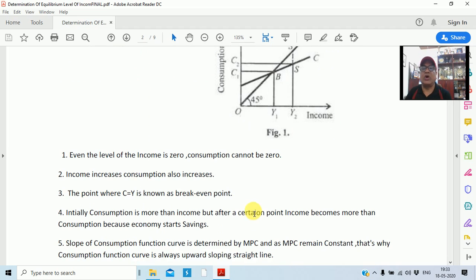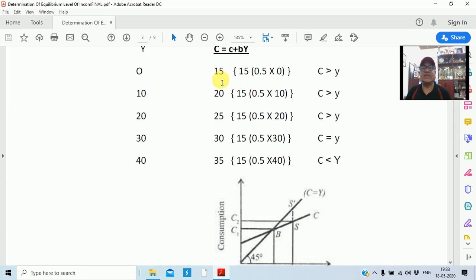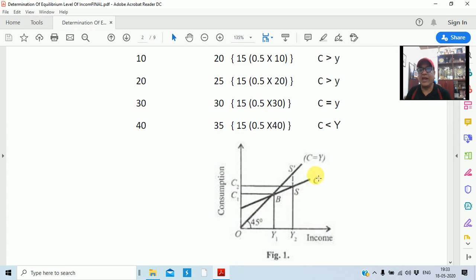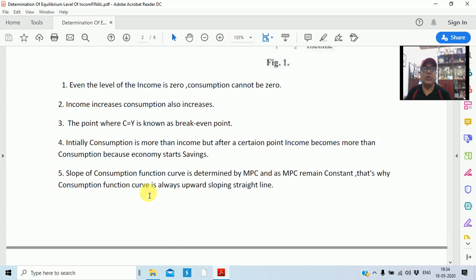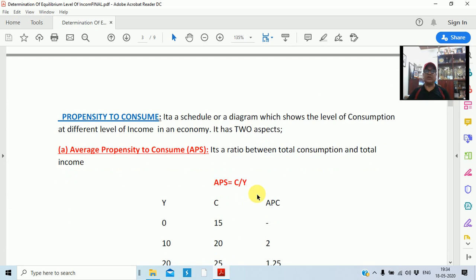Because MPC is constant, your consumption function is an upward sloping straight line. In the board exam, if you get the question why consumption function is an upward sloping straight line, it is upward sloping because when income increases, consumption also increases. It's a straight line because MPC remains constant. So who determines the slope of the consumption function curve? MPC. And MPC remains constant, and that's why the consumption function curve is always an upward sloping straight line. This is all about the consumption function.